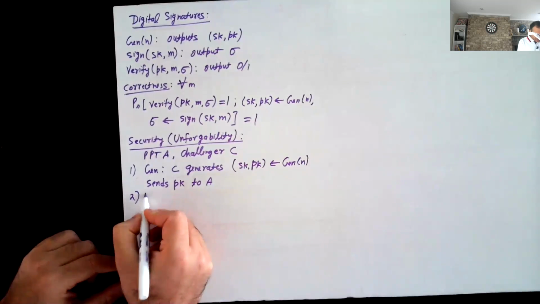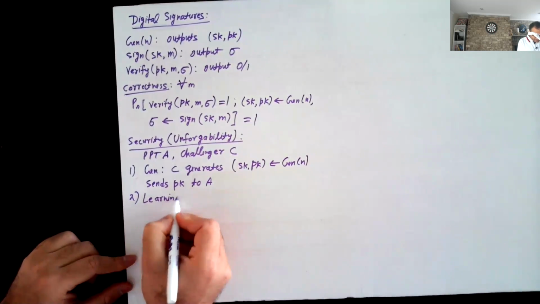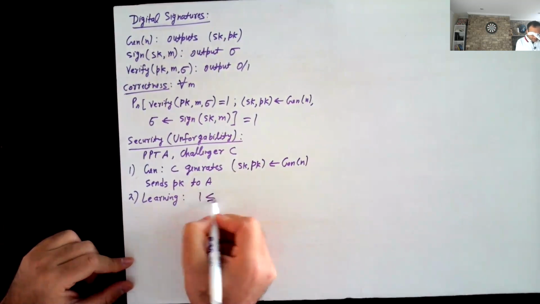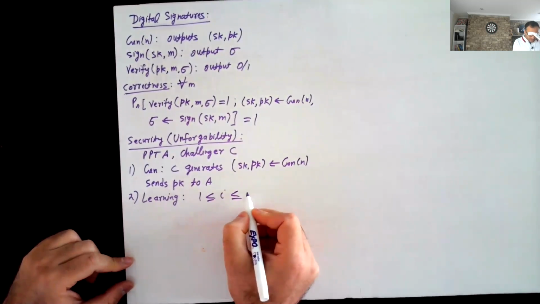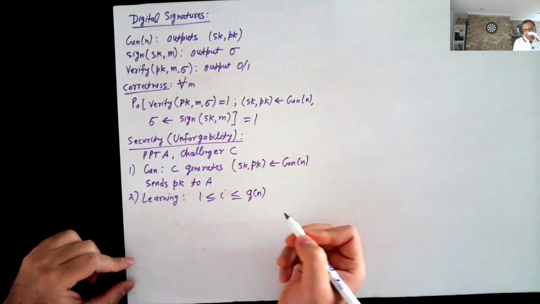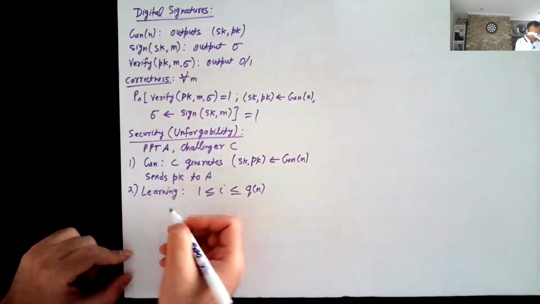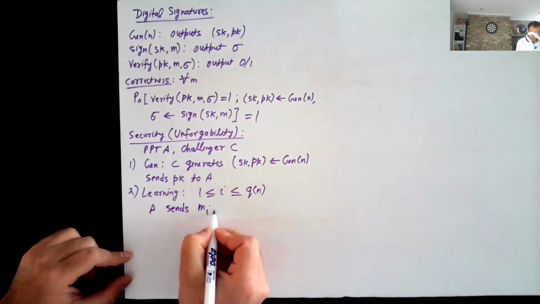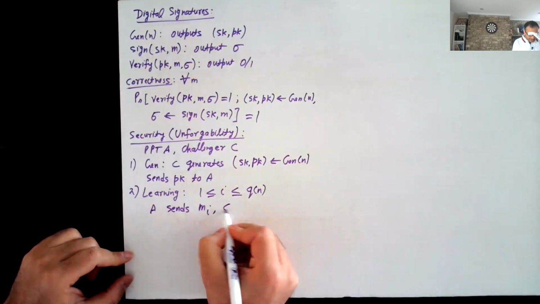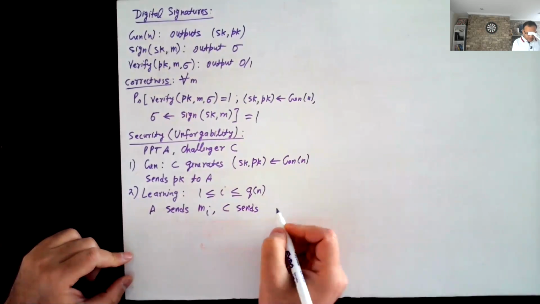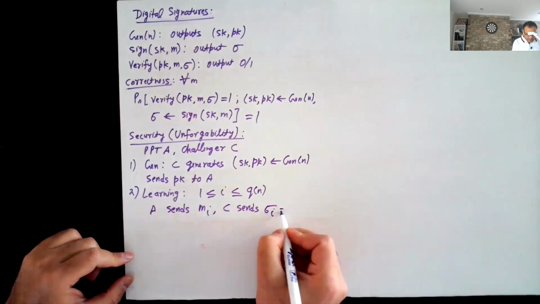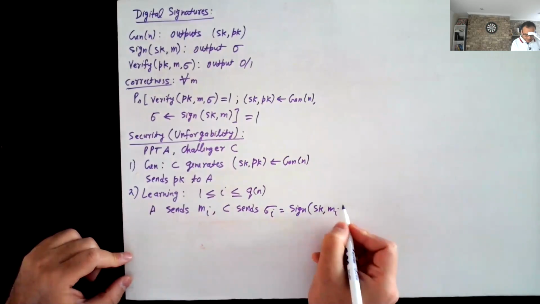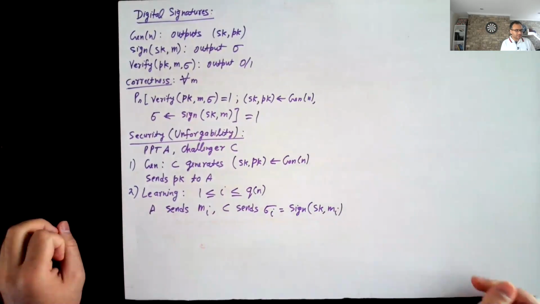Okay, so the second step is learning, where for all i from 1 to q(n), where q is some polynomial, A sends some message M_i, and C responds with sigma_i, which is the signature on this message with the secret key.